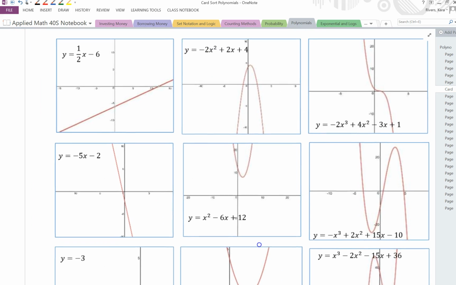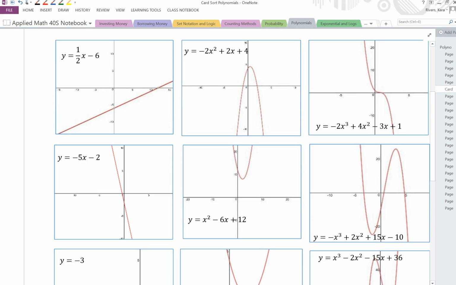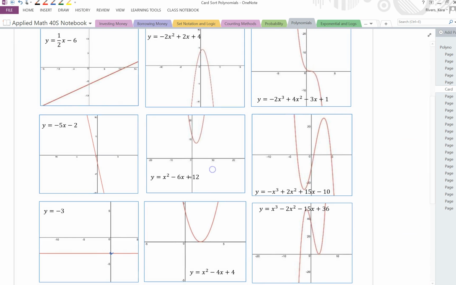Now, I've organized these graphs according to what degree they are. So we've got the linear functions first, then the quadratic functions, and then our cubic functions. In general, we can see that linear functions are straight lines, quadratic functions are U-shaped or parabolas, and then our cubic functions are the new ones we haven't looked at before, but they're sort of S-shaped.